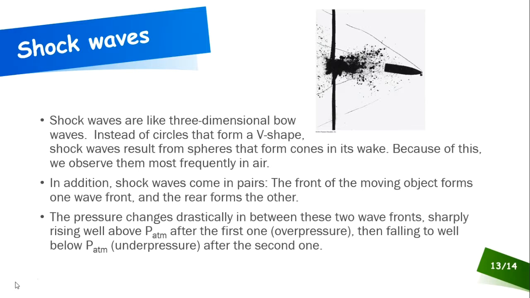The one that we see up front is an area of overpressure, and the one at the back is an area of underpressure. The overpressure at the front means that the pressure there is well above atmospheric pressure, and the underpressure, of course, is falling well below atmospheric pressure. So maximum overpressure up front, maximum underpressure behind. And these two pairs combine to balance out and form the shock wave that you see there in the photo.